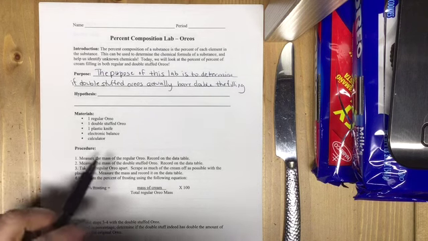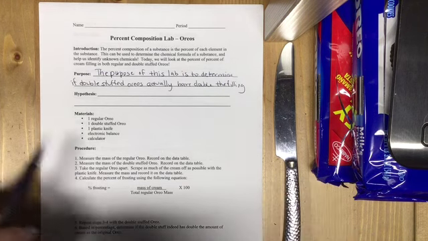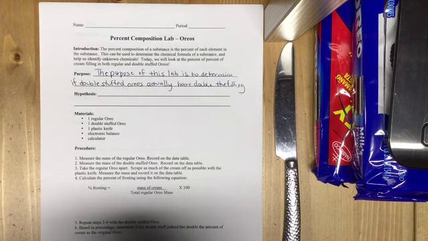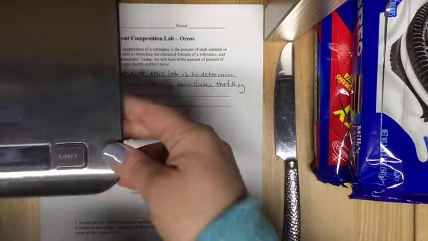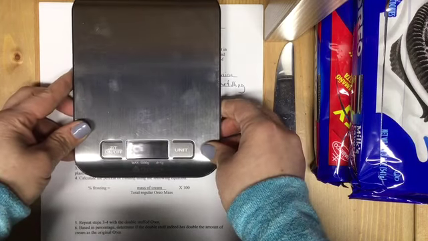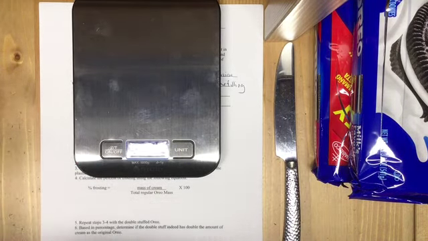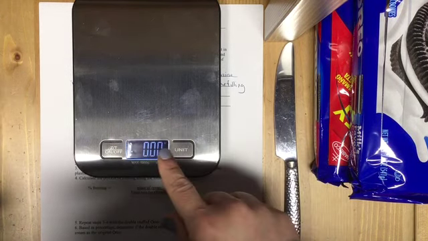So your procedure. All right, we're going to go through the procedure together, and we're going to do this activity together. So for number one, you're going to measure the mass of the regular Oreo and record this on your data table. All right, so I'm going to grab my scale. Here it is, right here. Okay, I'm going to turn it on. Now, normally we do mass in grams. I know it's a little hard to see that. There we go. All right, I am going to do it in ounces.